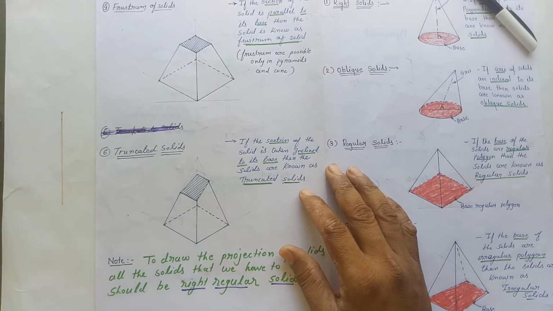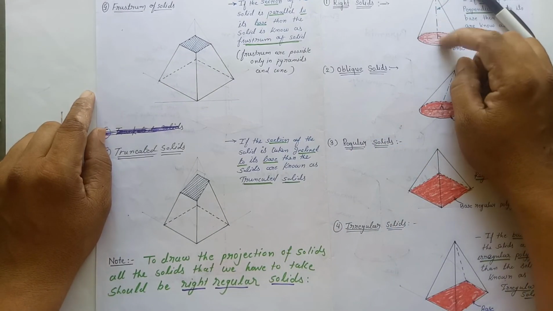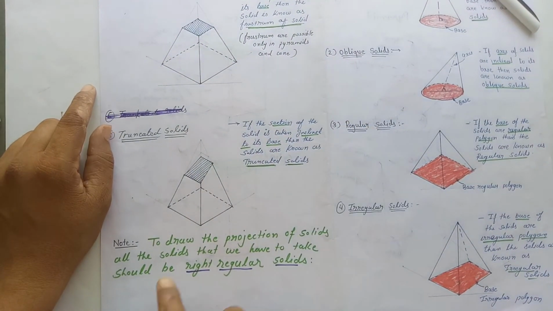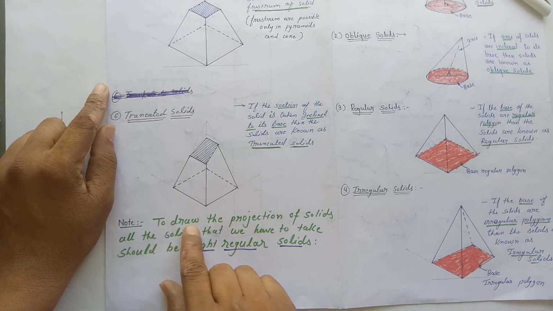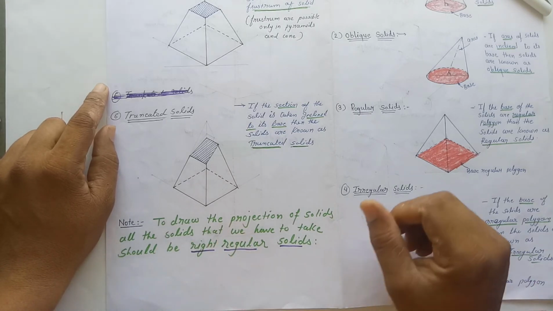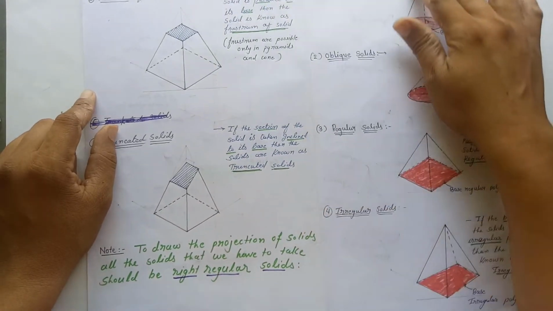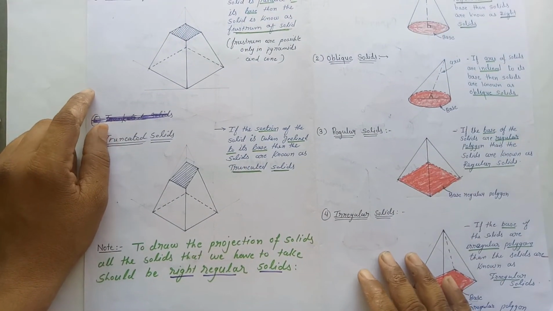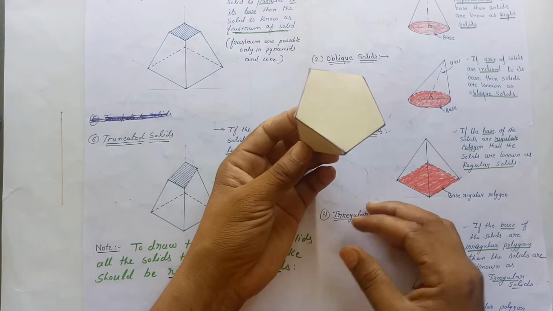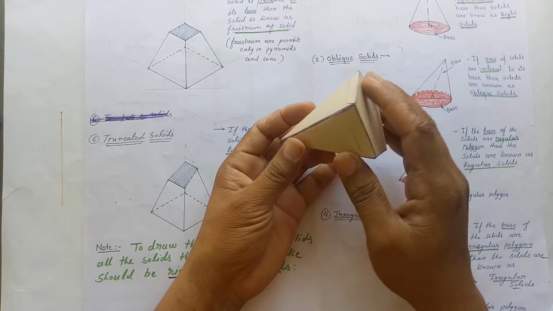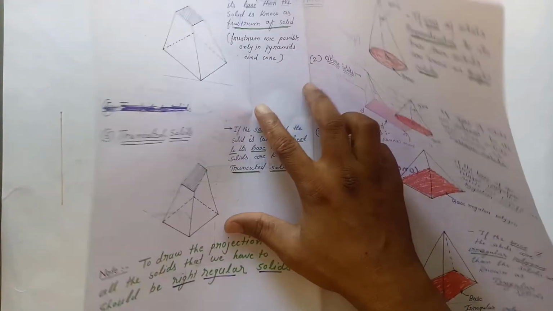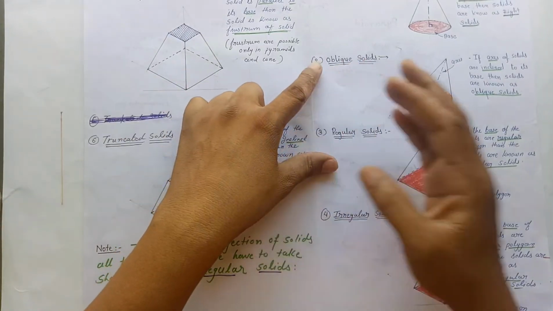So these are the types of solids based on the position of the axis, shape of the base and section. Now here is an important note: to draw the projection of solids, all the solids that we are going to take should be right regular solids. So what are right regular solids? In a right regular solid, the base should be a regular polygon and the axis should be perpendicular to its base.